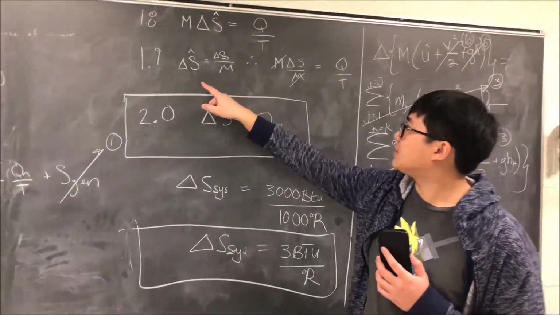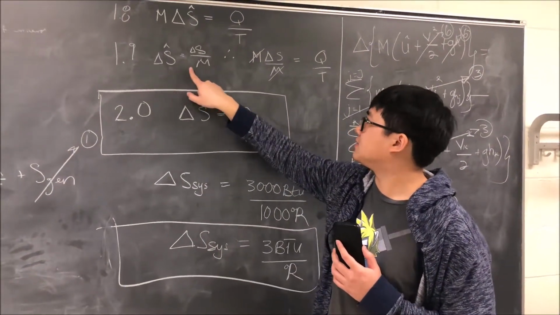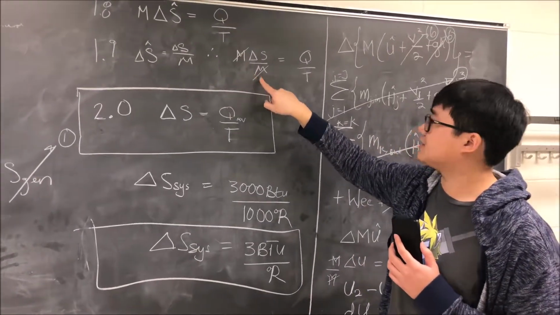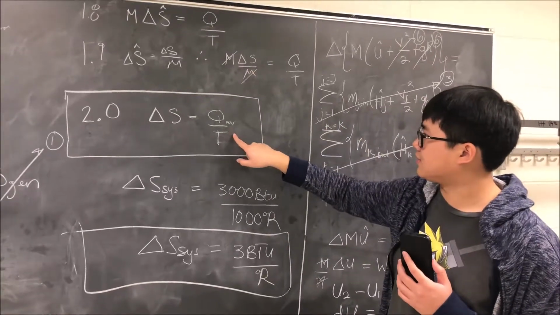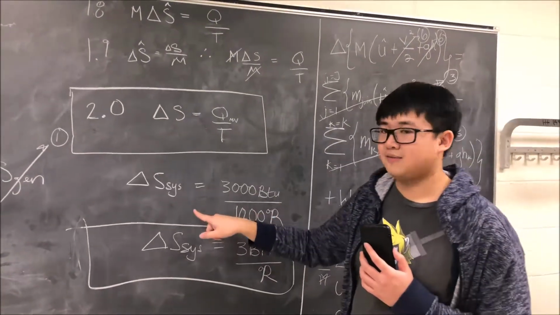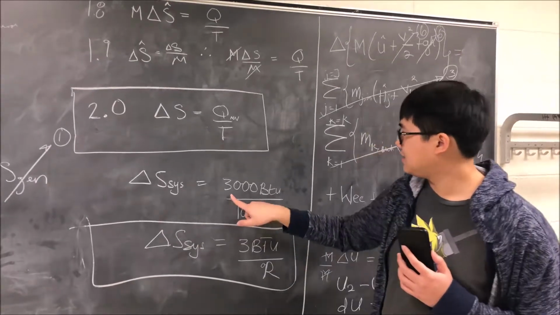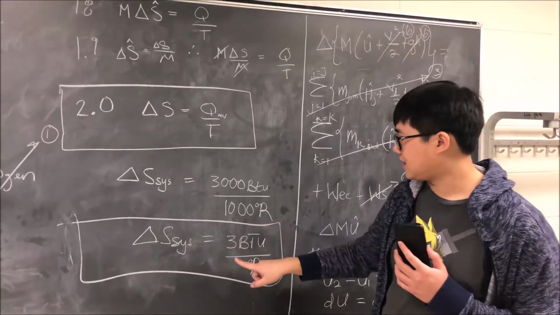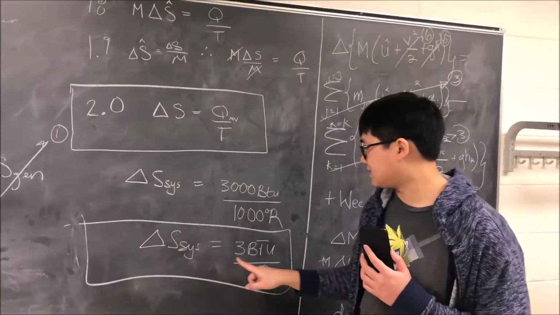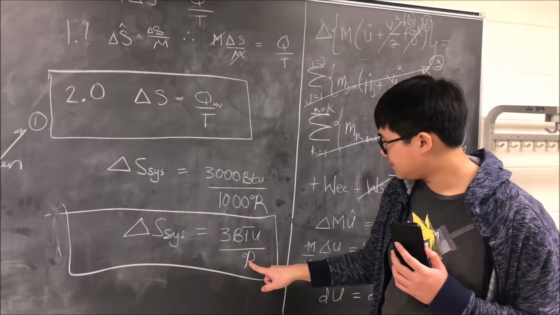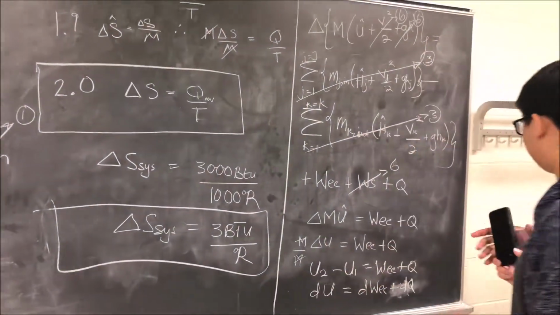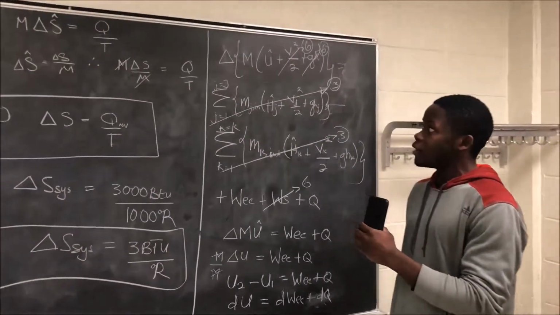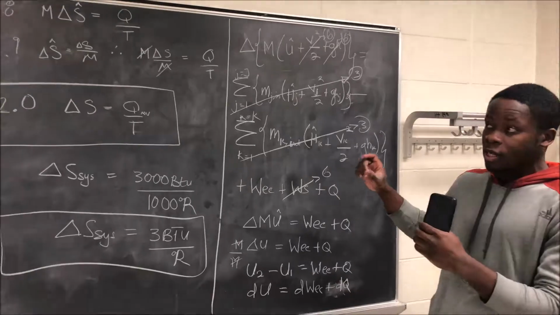Next, we simplify the equation by defining delta S hat equals delta S over m. Therefore, the m's cancel, and it's just delta S equals Q reversible over T. And we take the values from the problem statement, 3,000 BTU and 1,000 degrees Rankine, to get that the delta S of the system equals 3 BTU per degree Rankine. At this point, we found the delta S of the system. We now have to find delta S of the surroundings, which is gas 2.